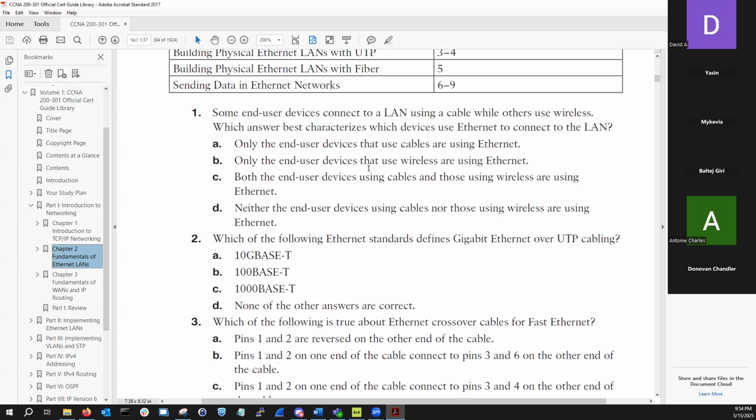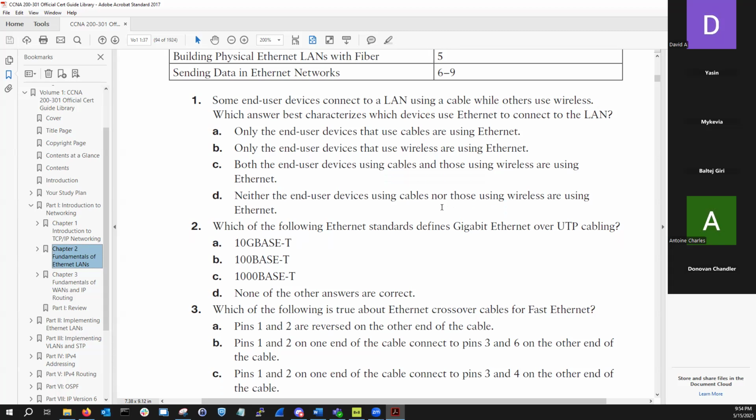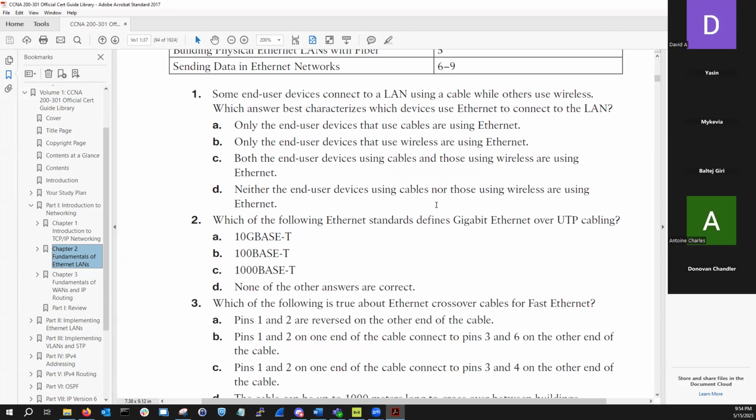The answer is A. Only the end user devices that use cables are using Ethernet, because Ethernet is the medium for the LAN connection, I guess. Amazing breakdown. Okay, that is correct. Question 2. Which of the following Ethernet standards defines gigabit Ethernet over UTP cabling?